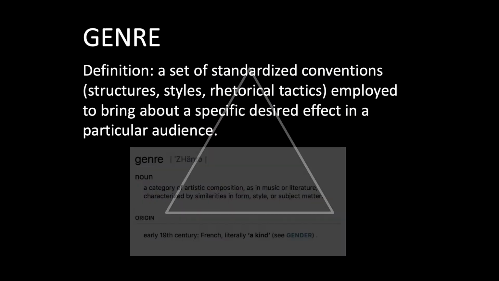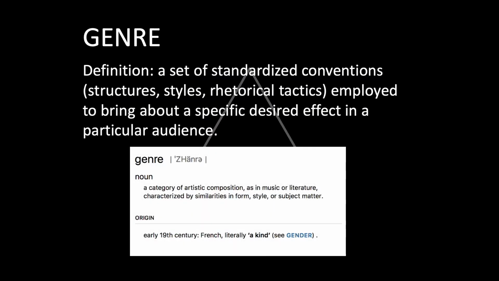This is from the dictionary. Genre, noun, a category of artistic composition, as in music or literature, characterized by similarities in form, style, or subject matter. I like this bit. Origin, from the early 19th century French, literally a kind. You guys know this one, right? Kingdom, phylum, class, order, family, genus, species. This is where genre comes from. It is a genus. It's a kind of categorization, how we assemble things that are similar or like along with each other.